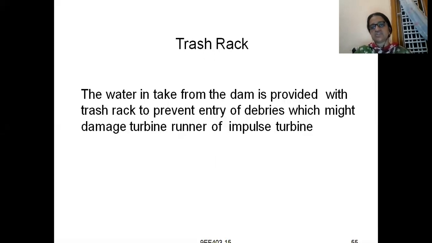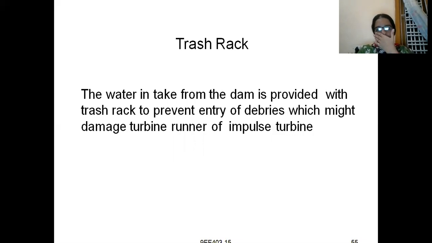Right, coming to the trash rack. These trash racks are of different sizes; some will be of sheets or plates. The water intake from the dam is provided with a trash rack to prevent the entry of debris which might damage the turbine runner of the impulse turbine. Whatever water is being sent to the dam, the water intake is provided with a trash rack. Before the dam only, this trash rack is provided.